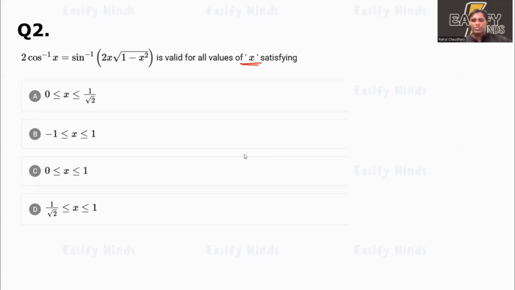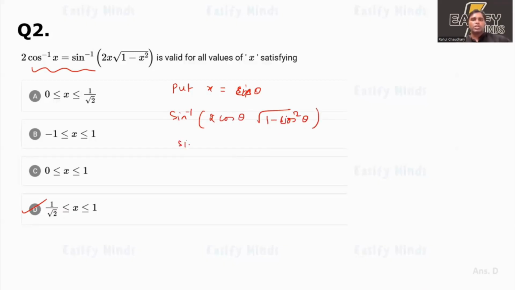Answer is option D. See, when we prove this, we assume x is sin theta. Let's suppose cos theta. So now this one, sin inverse of 2 cos theta under root 1 minus cos square theta. So sin inverse, this is 2 cos theta and this is sin theta. So what is this formula? This is sin 2 theta.